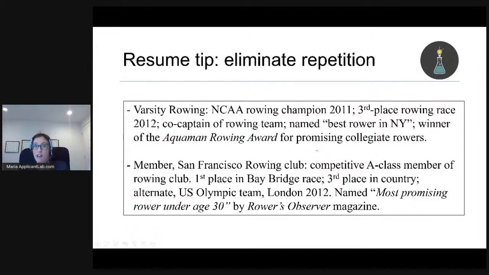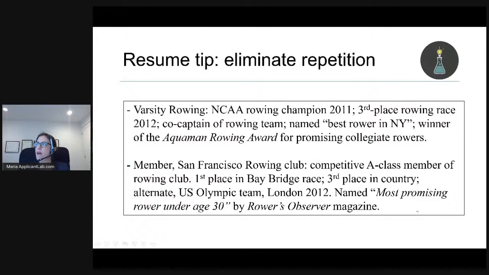And that was in college. And then since the person had graduated from college, they had continued rowing. So what am I doing now with rowing? Well, I'm a member of the San Francisco Rowing Club. I won 1st place in the Bay Bridge race. I'm 3rd place in the country. I'm an alternate on the U.S. Olympic team. I was named the most promising rower under the age of 30 by Rowers Observer magazine.